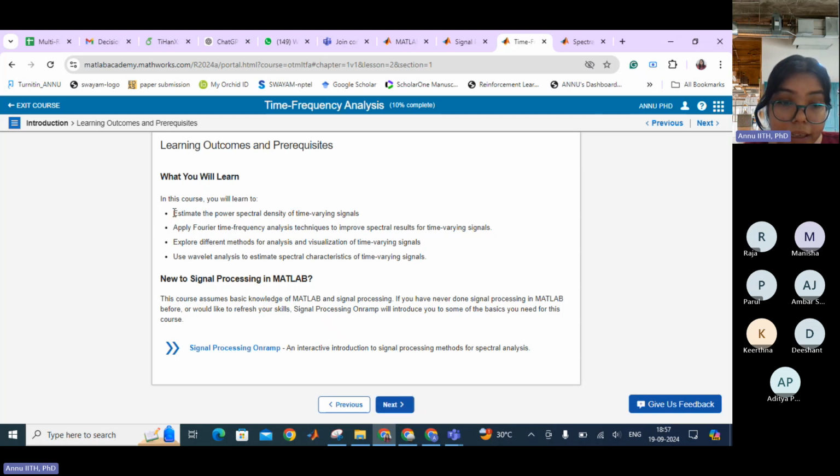So we will learn how to estimate the power spectral density of the time varying signal. Then we have to apply the Fourier time frequency analysis techniques to improve the spectral results for time varying signals. And we have to explore the different methods for the analysis and the visualization of the time varying signals. Then finally, the wavelet analysis is done to estimate the spectral characteristics of the time varying signals.